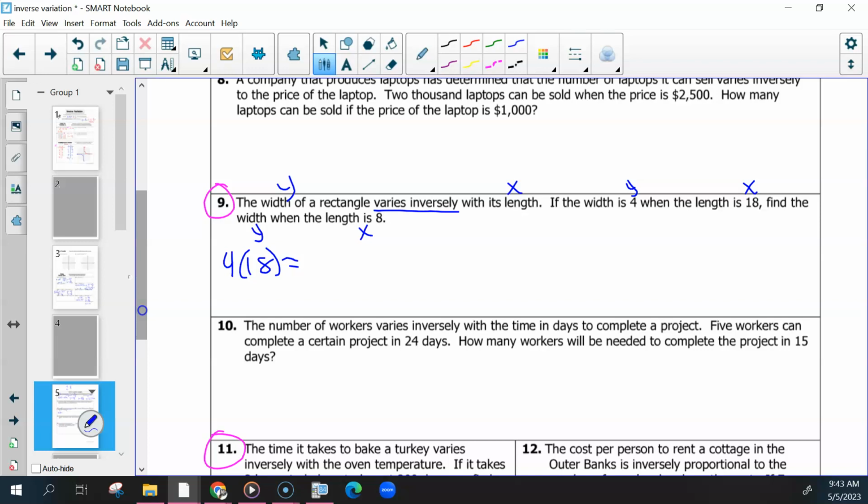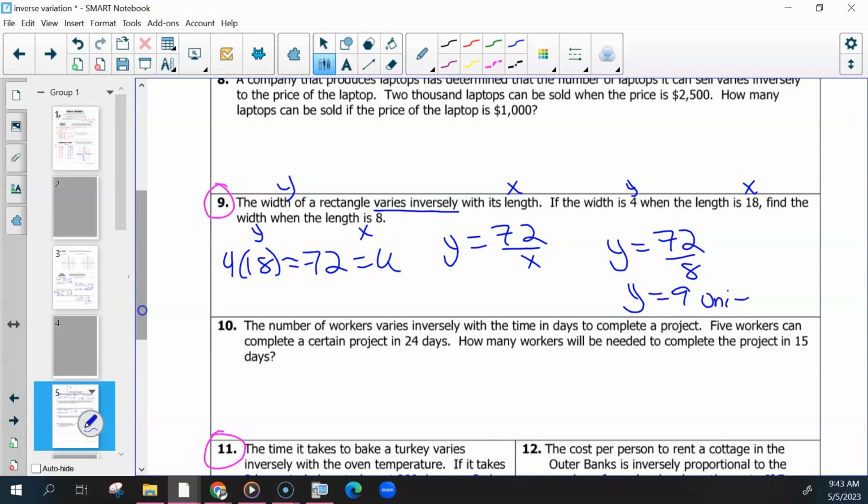What's your k value? What's your equation? Okay. Since we're looking for y, put 8 in for x. Nine. There wasn't a unit. Usually it'll say feet or whatever, but this one didn't say.